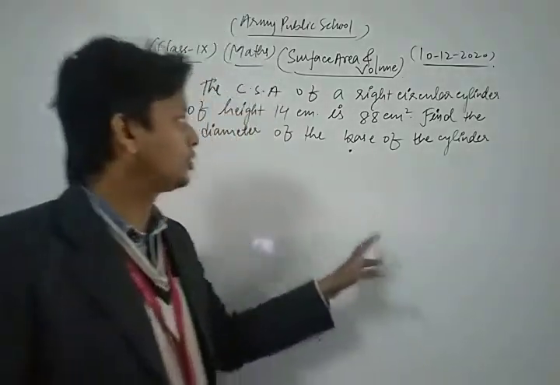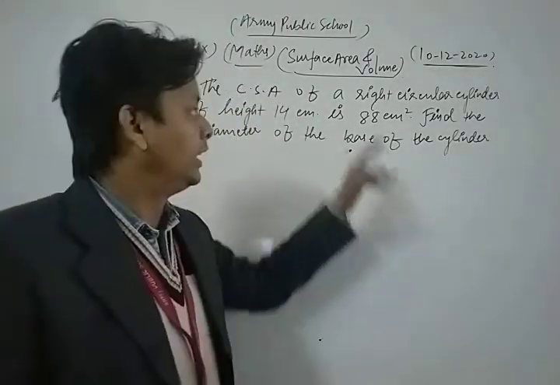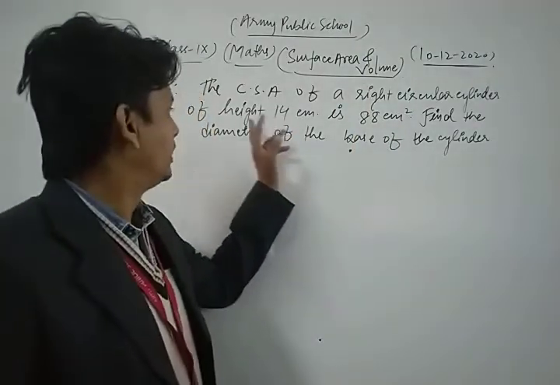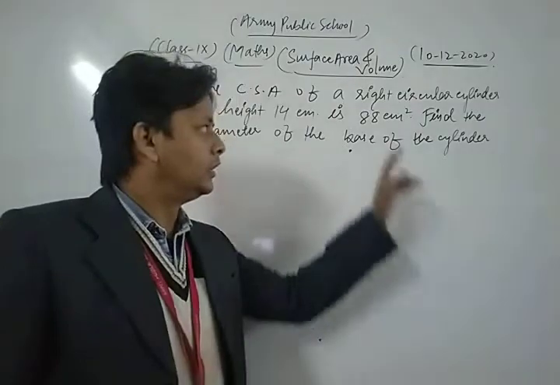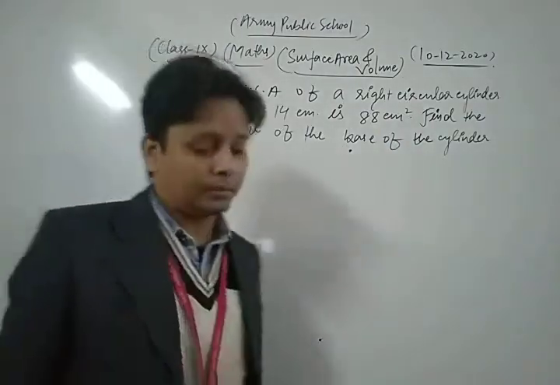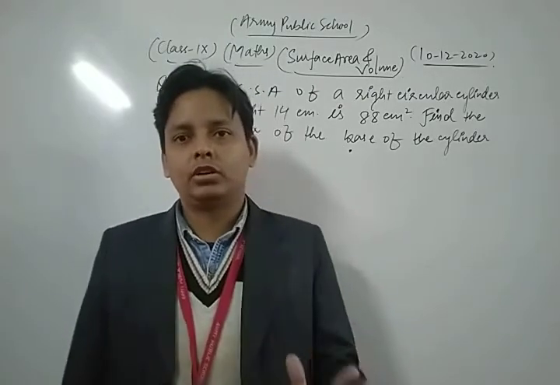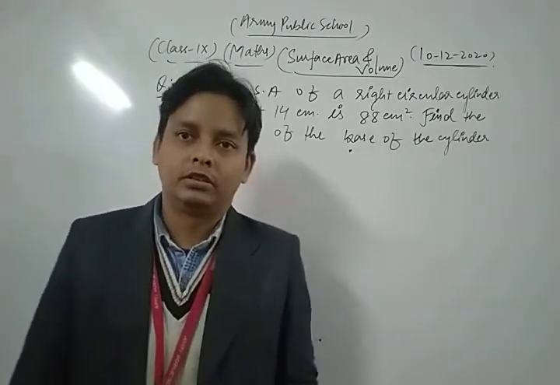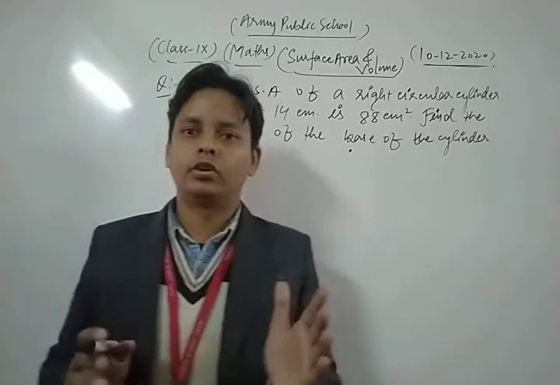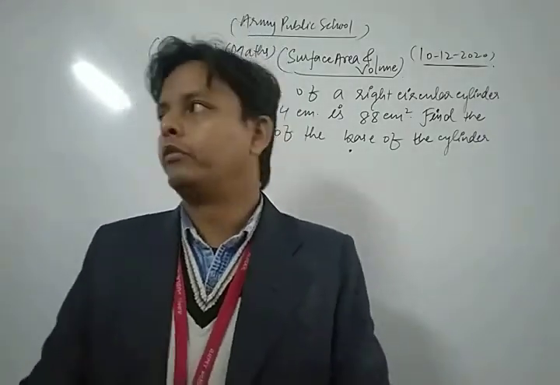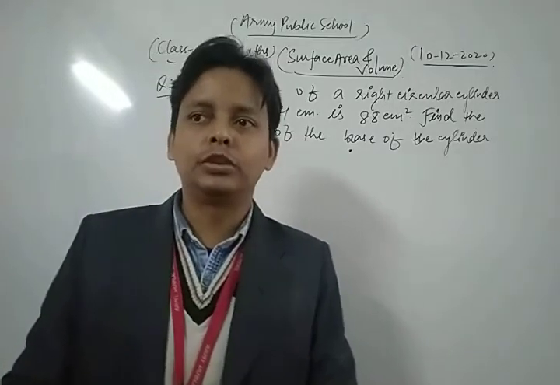Okay, in that question we have what? The curved surface area of a right circular cylinder of height 14 centimeter is given. Find the diameter of the base of the cylinder. You know, dear friends, the diameter of the cylinder is just double the radius of its base. So first of all we find the radius of the base of the cylinder, then after we find its diameter, d as 2 into r.